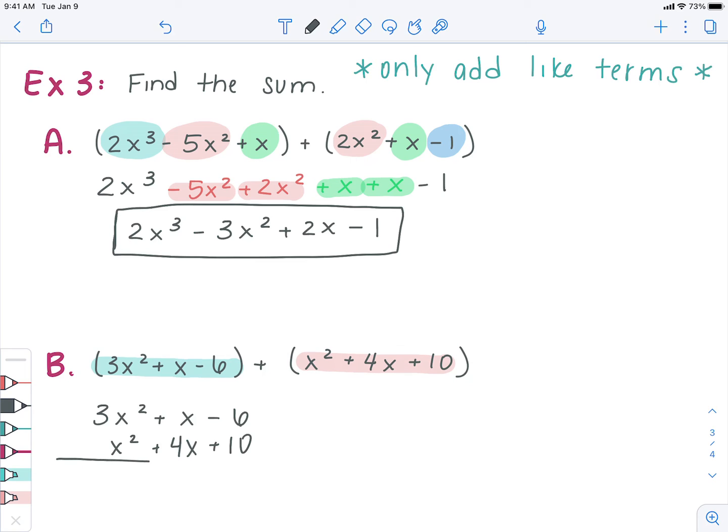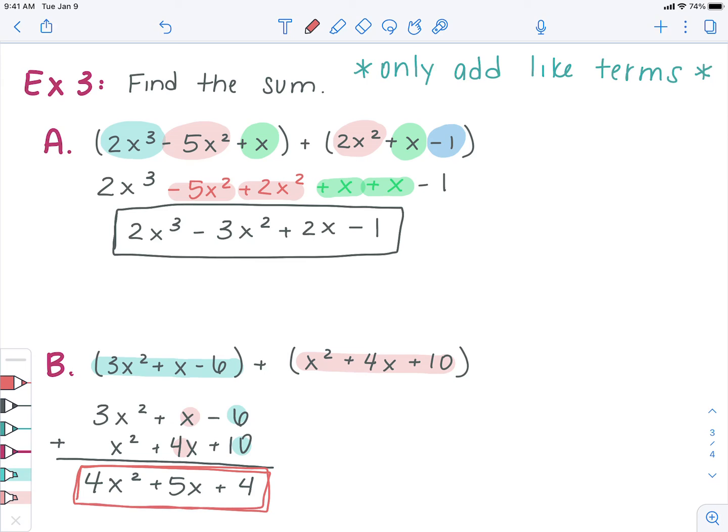Because now I'm going to add these straight down like I would have added numbers back in the day. And I'm just going to go, okay, 3x squared plus x squared gives me 4x squared. X plus 4x gives me a positive 5x. Negative 6 plus 10 gives me positive 4, which is my final answer.